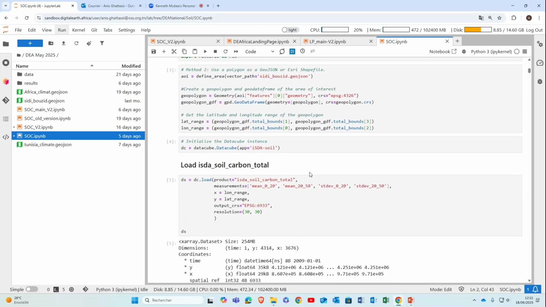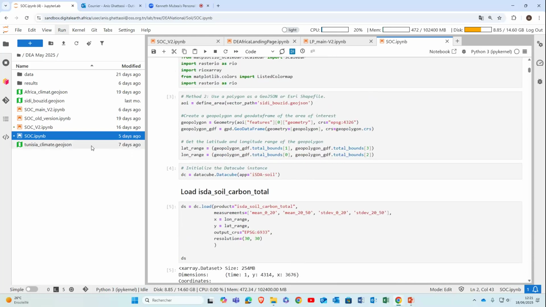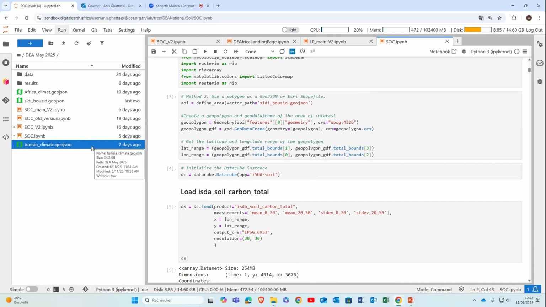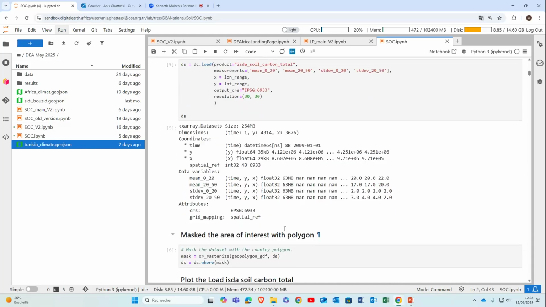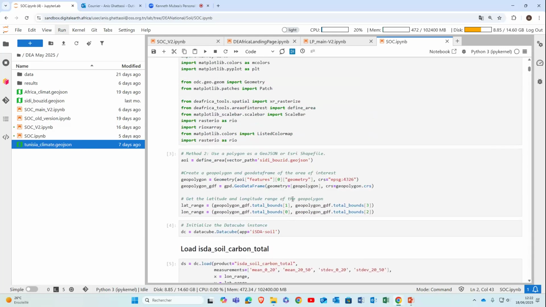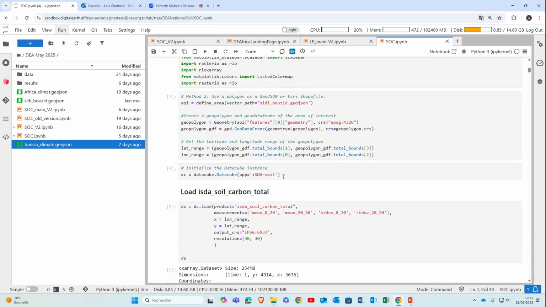So for the user, he only needs to upload the GeoJSON file here, and of course the climate region GeoJSON file also, and then he runs the notebook, and automatically he will receive the results later. So let me start explaining this.